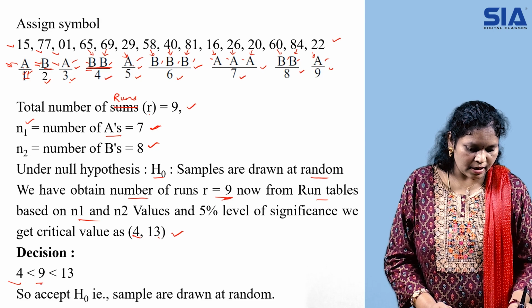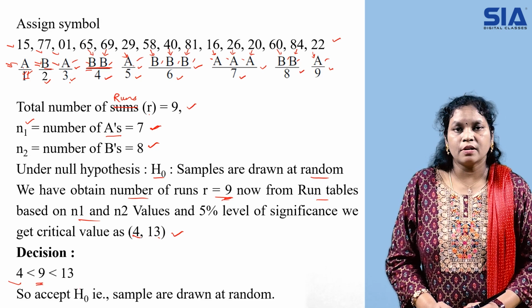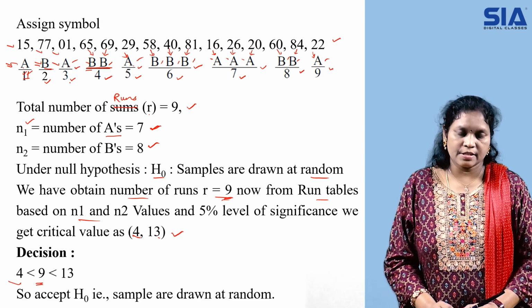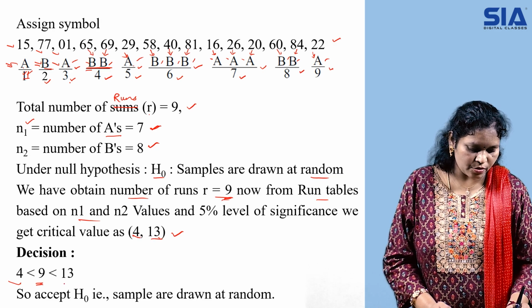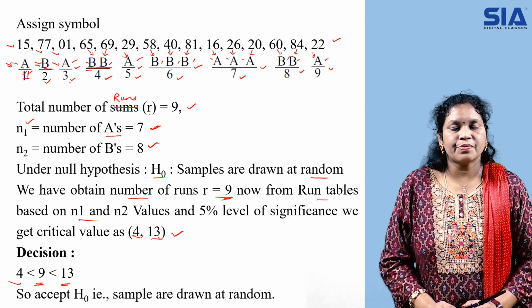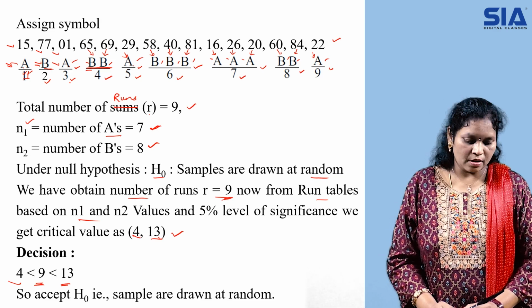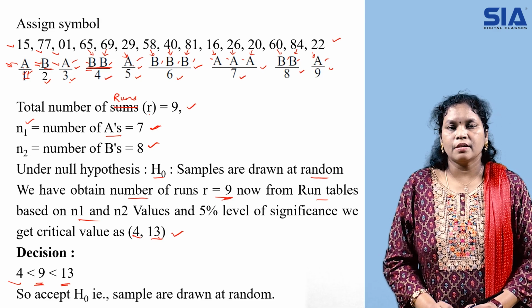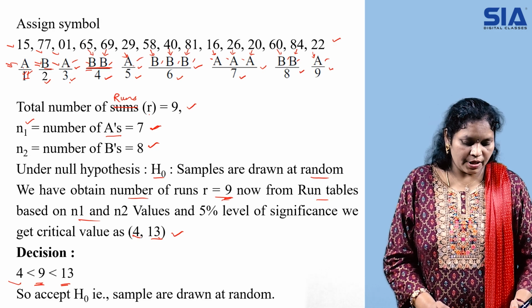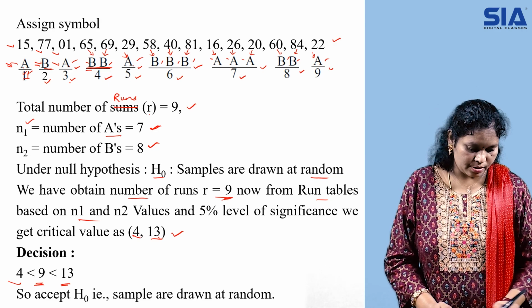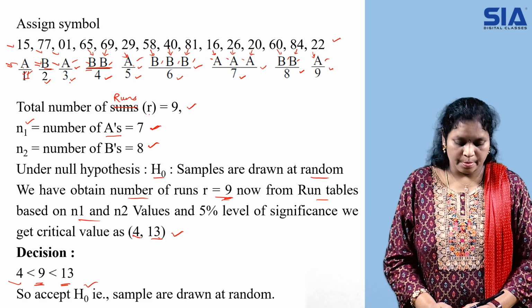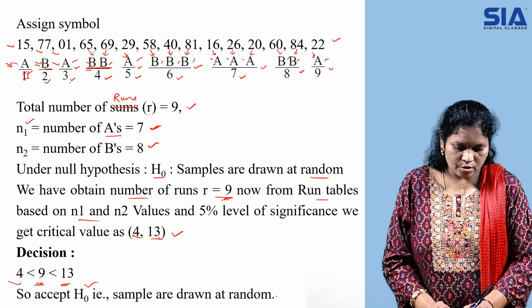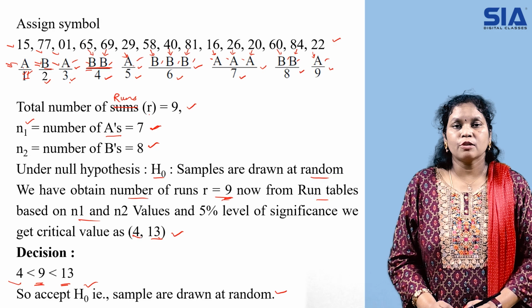Yes, 4 is less than 9, so the first case is satisfied. Next, less than 13: the next value is 13, so I have written 13. Yes, 9 is less than 13. So our condition is satisfied here. Runs have fallen within the limits of the run table, so we need to accept the null hypothesis, H0. That is, samples are drawn at random becomes the conclusion for us.